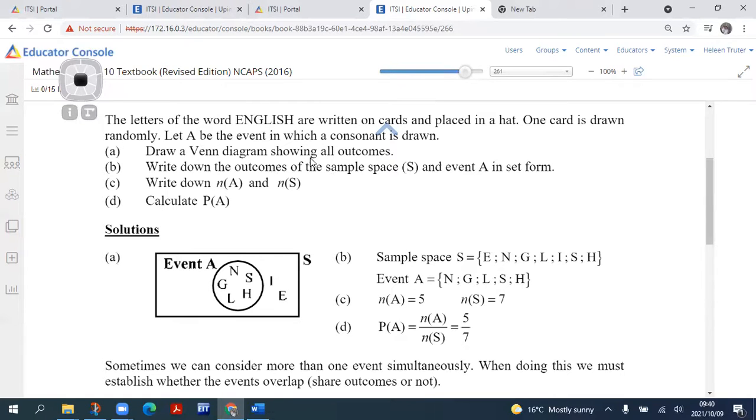So this one asks me to show all the outcomes. So that's the first type of Venn diagram. B, write down the outcomes of the sample space and the event in set form.